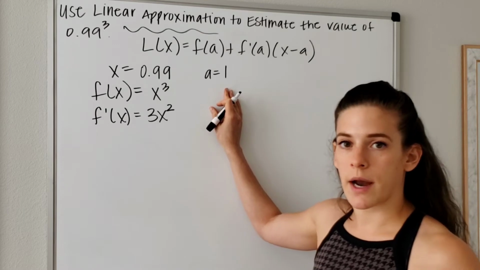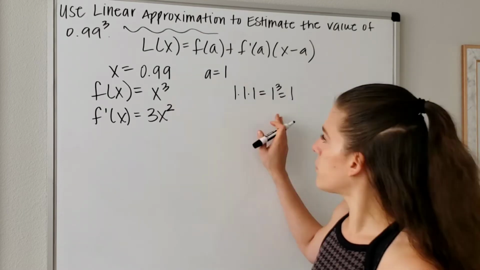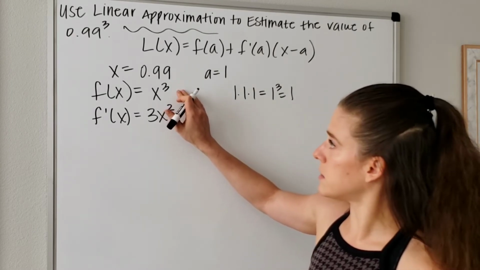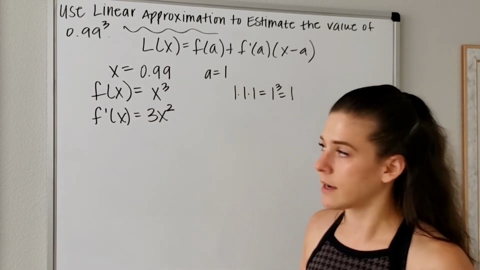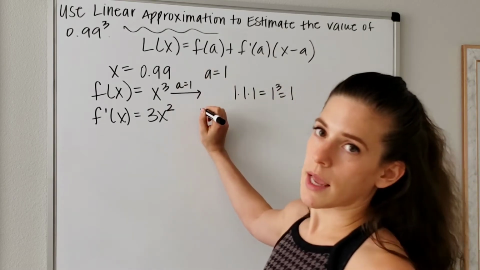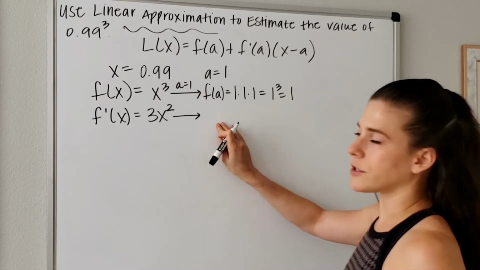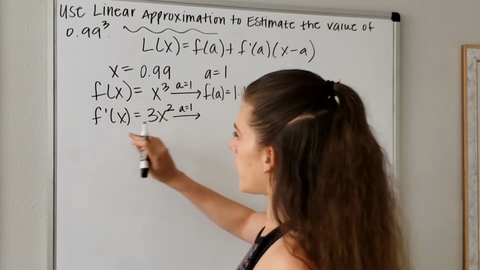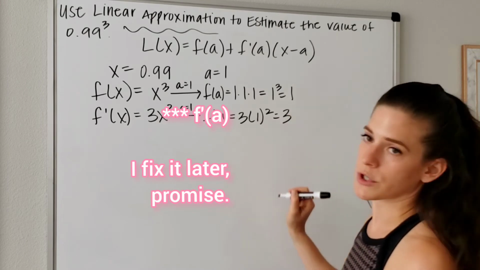We pick 1 as our A because 1 is very close to 0.99, and because for most folks it's much easier to plug 1 into x cubed than it is to multiply 0.99 times 0.99 times 0.99. That actually brings us to our f of a. Plug in a equals 1 here to get 1 cubed, or just 1. Same thing for our derivative. We have f prime of a, so plug in 1 for a in this formula. You get 3 times 1 squared, which is just 3.